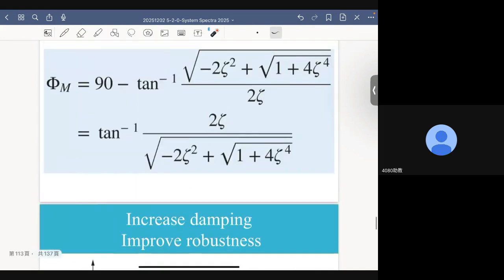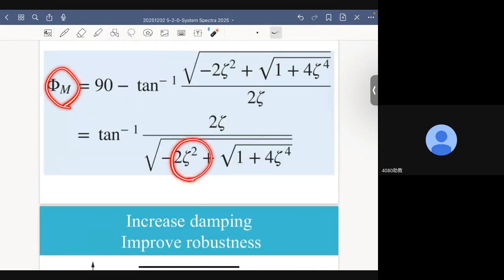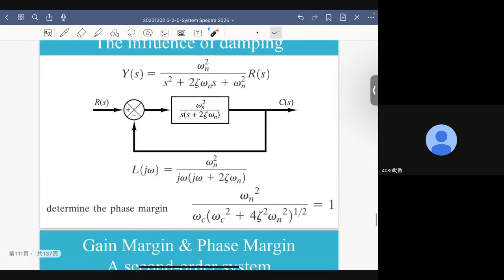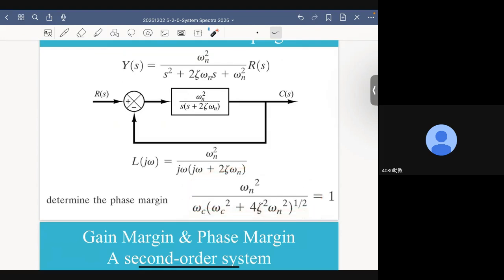That is this curve of damping ratio versus phase margin. How do I determine phase margin? I determine phase margin based on the definition of phase margin. What is the definition of phase margin? I first have to locate the gain crossover frequency. How do I locate the gain crossover frequency? By definition, the gain crossover frequency is the frequency where this is true. That is, where the gain of the loop transfer function is 1. That is how I determine the gain crossover frequency.